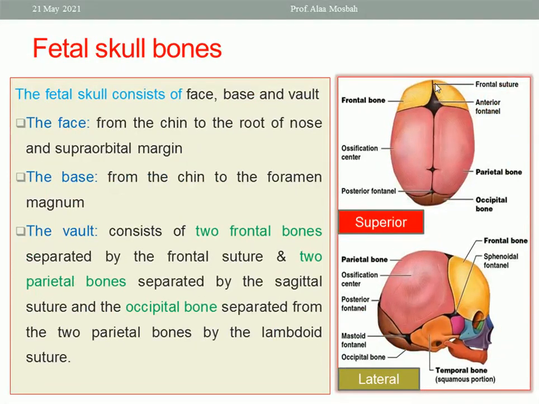Okay, please look at this picture to see the fetal skull bones. It is formed from face, base, and vault. Look at this view. This is the lateral view, and this is the superior view. Here in the lateral view, you can see the face, which starts from the supraorbital ridge and the root of the nose to the chin. This is the face. The base extends from the chin to the foramen magnum.